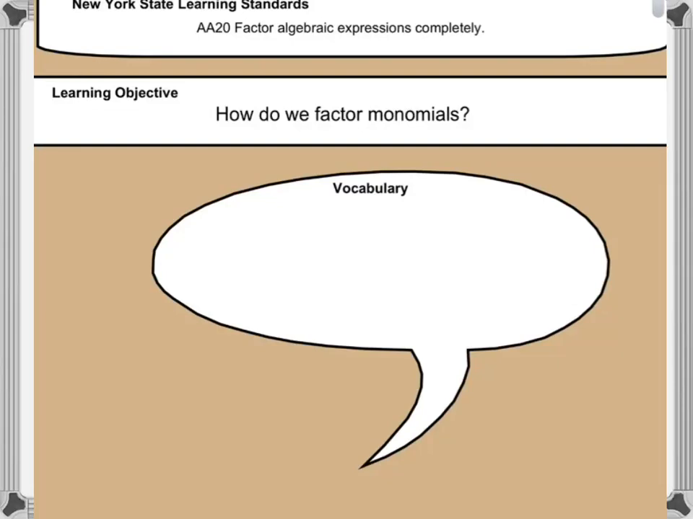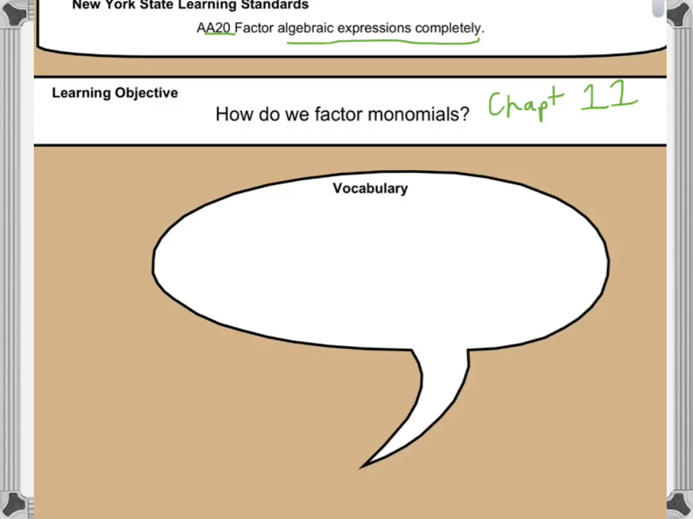Okay, today we're going to start on the Learning Standard AA20, which is how we factor algebraic expressions completely. For the most part, Chapter 11 in the AMSCO Integrated Algebra textbook is all about factoring expressions. This will take us a while because we're going to have to learn how to factor monomials and factor trinomials and binomials.